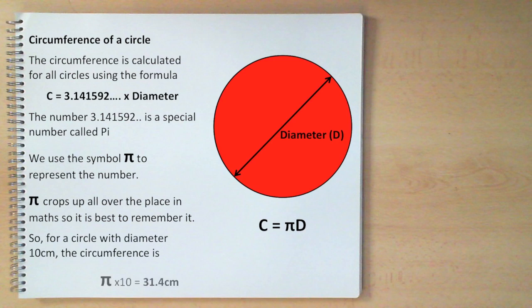So for any circle with a diameter of 10 centimeters, the circumference is pi times 10, or to one significant place, 31.4 centimeters.